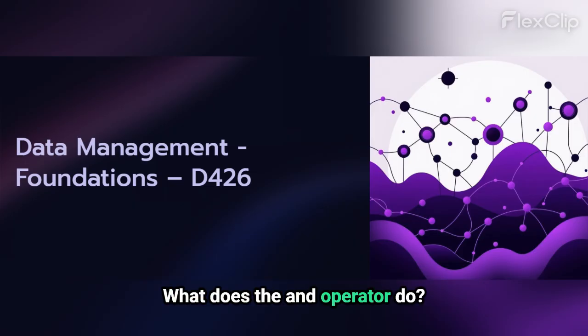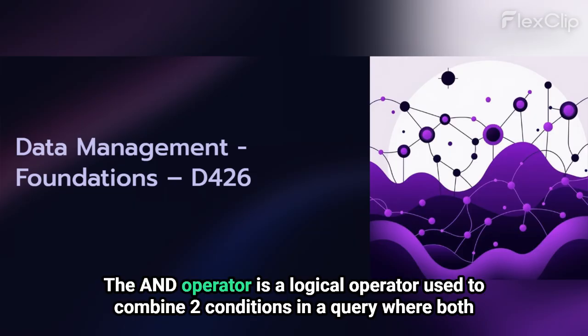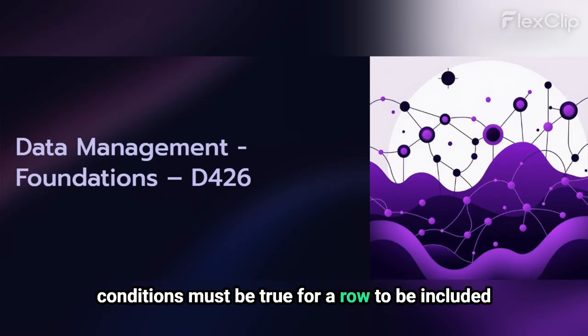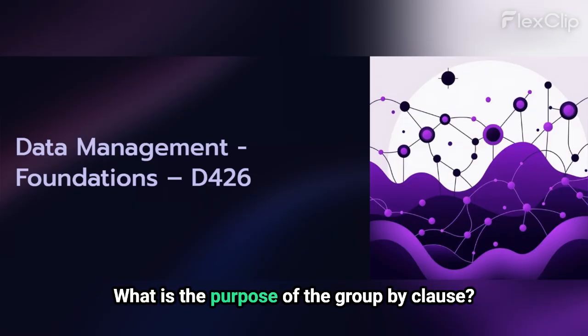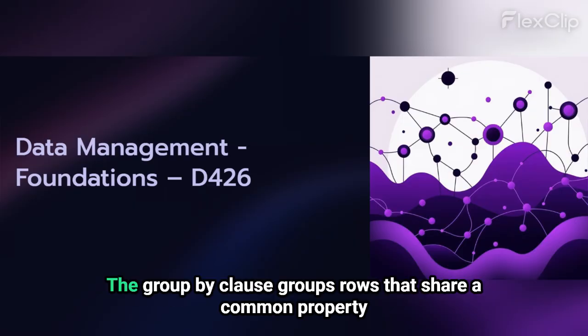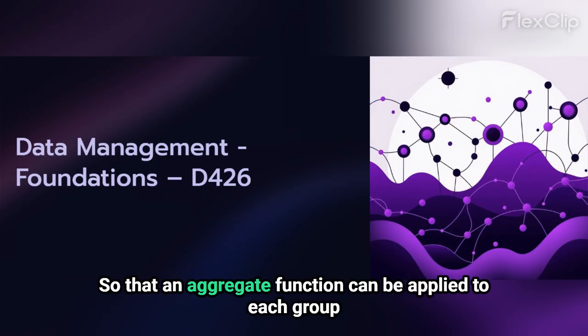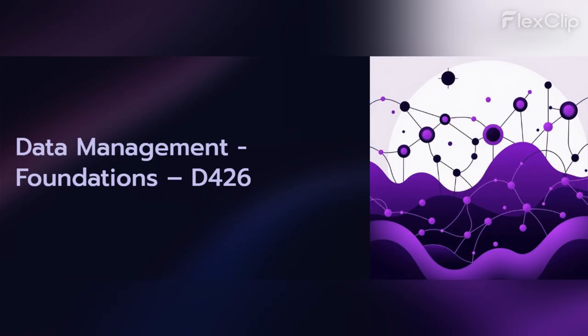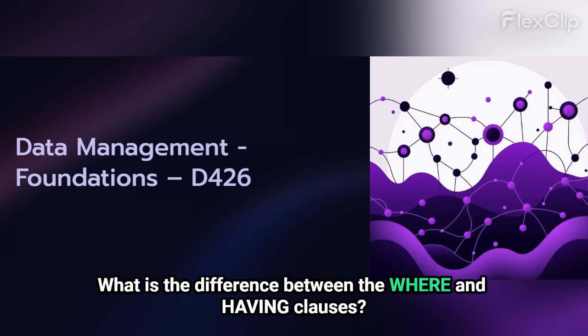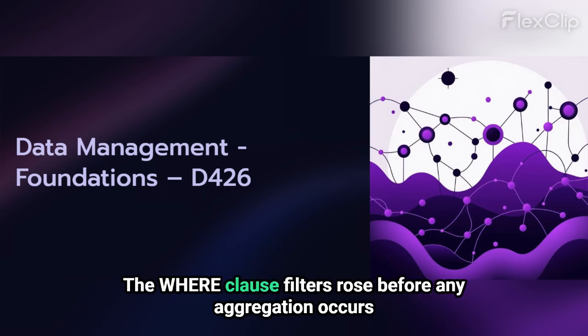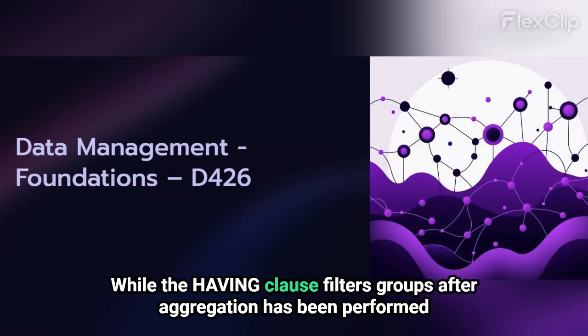What does the AND operator do? The AND operator is a logical operator used to combine two conditions in a query, where both conditions must be true for a row to be included. What is the purpose of the group by clause? The group by clause groups rows that share a common property so that an aggregate function can be applied to each group. What is the difference between the where and having clauses? The where clause filters rows before any aggregation occurs, while the having clause filters groups after aggregation has been performed.